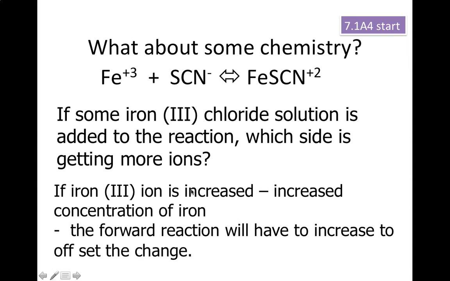So if the iron ion is increased, I'm increasing the concentration of the iron. That's what I have done to it. What the reaction will start doing is creating more of the products. The forward reaction, or going to the right, is going to increase to offset that change. So I stressed it out by making this part heavier. So it has to form more of my products to get it to even out again.